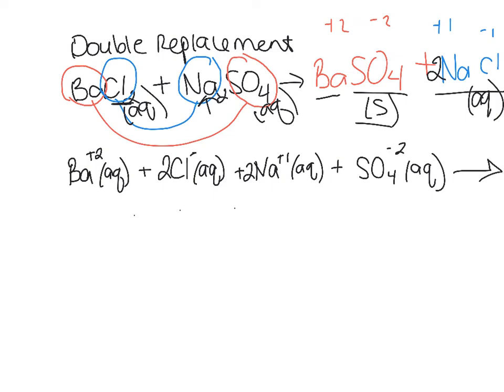BaSO4, that's an S. What an S means is it does not break apart. So we don't want to show it breaking apart. We want to show it together. So you're just going to write it exactly as you see it. And then we have 2 NaCl's.